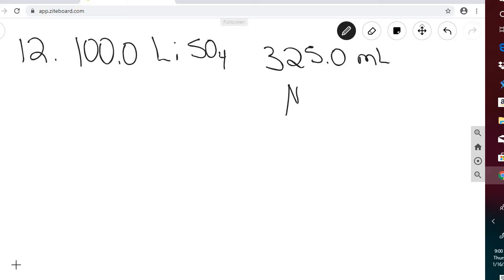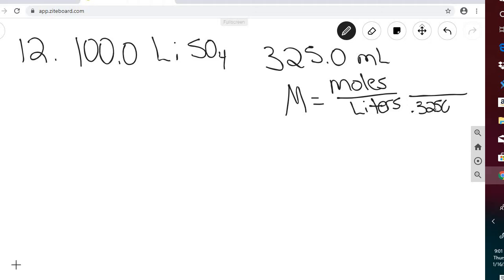Okay, so what they're really asking us for then is molarity, because molarity is moles per liter, and that is equal to moles divided by liters. So we don't have moles of lithium sulfate, but we have enough information to figure that out. And in terms of liters, we were given milliliters, and we can easily convert that to liters by dividing by 1,000, or moving the decimal place 3 places to the left. So that would make our volume 0.3250 liters with a capital L.